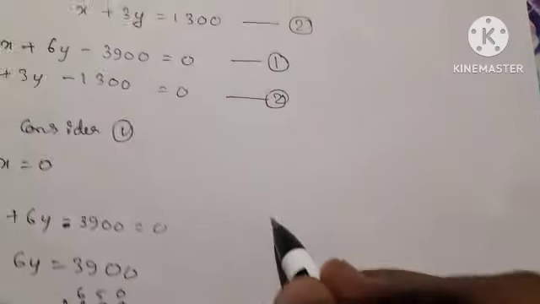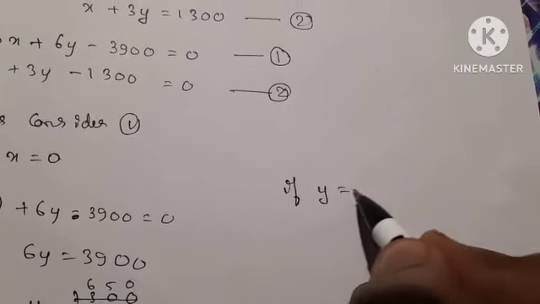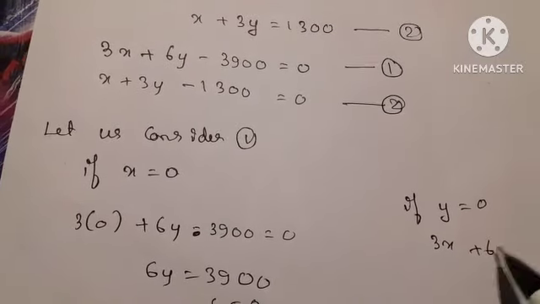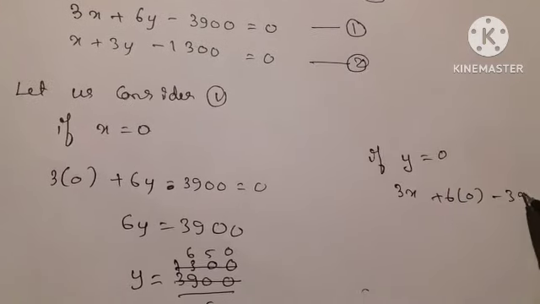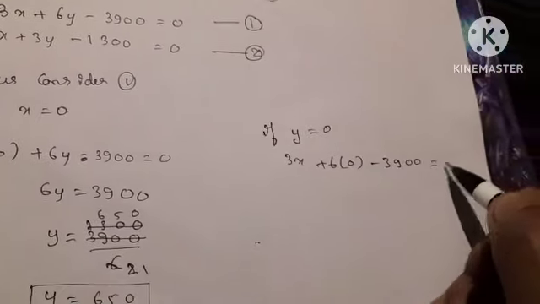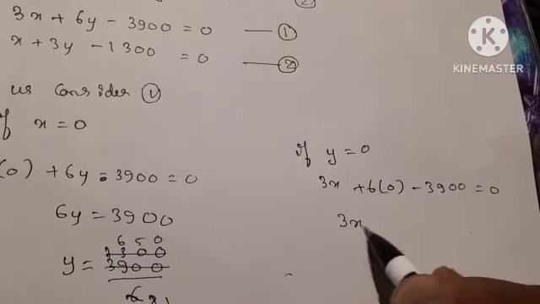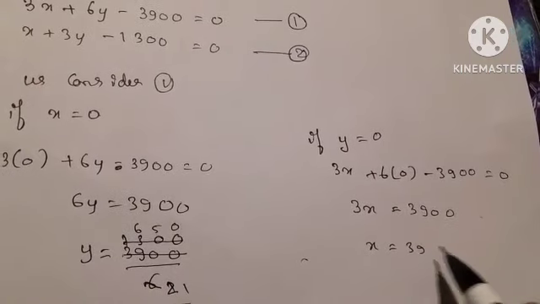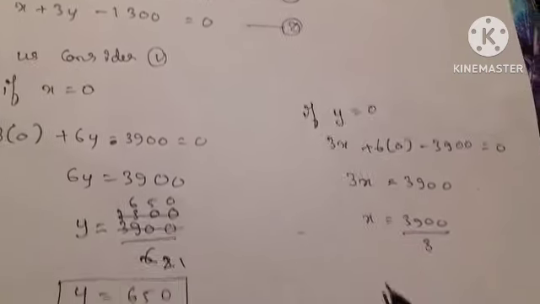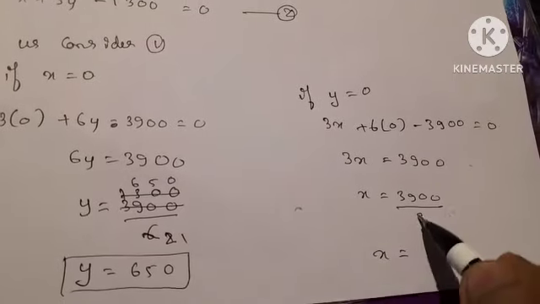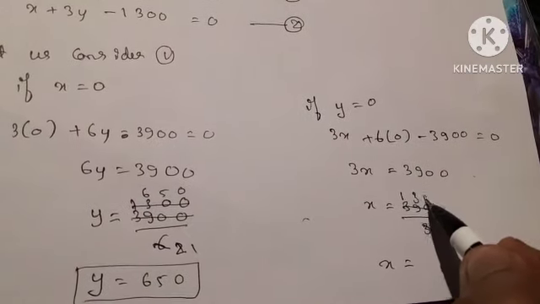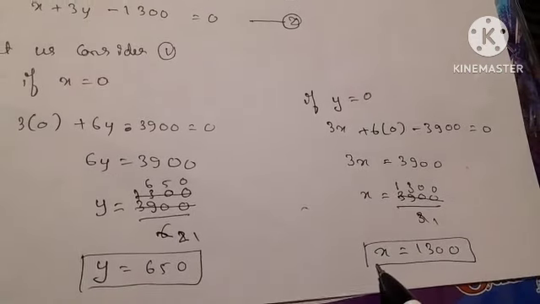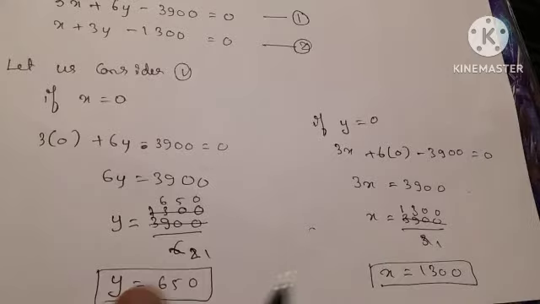Similarly, if y equal to 0, then we get 3x plus 6 into 0 minus 3,900 equal to 0. So 3x equal to 3,900. So x equal to 3,900 divided by 3, which we get as 1,300. So we get these two points.